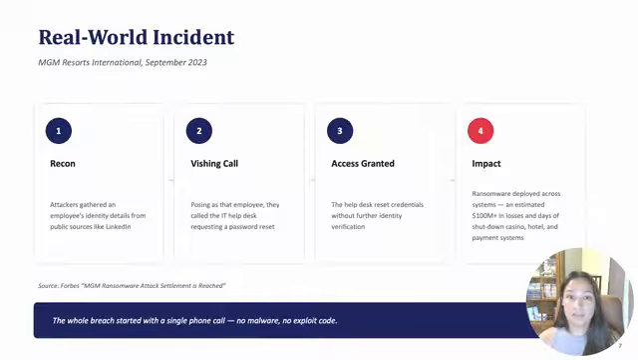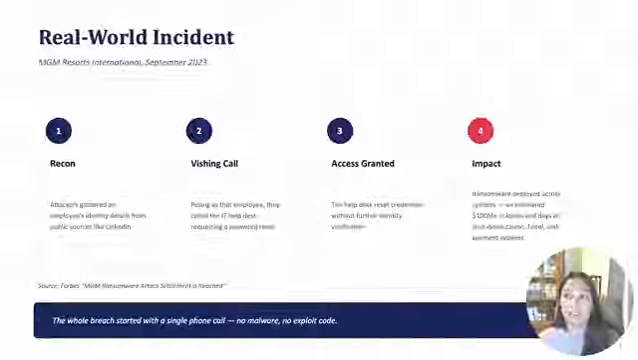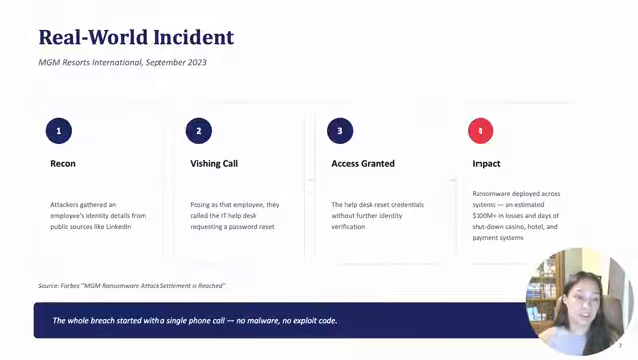And after the help desk reset the password, ransomware was deployed across systems, which resulted in an estimated $100 million in losses and days of shutdown of casino, hotel, and payment systems. Not to mention, after this, I think 37 million people had their data breached from this incident, and so that was a huge reputational hit. So all this happened through a phone call.